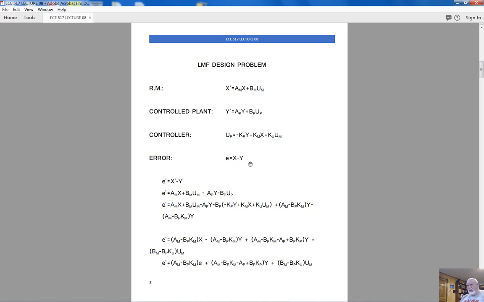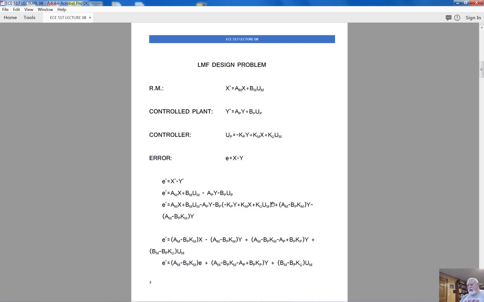This is expression for the error, but we do not use this error for any practical purposes. Error is used for mathematical derivations only. This is the derivative of the error. But then, this signal UP, or vector UP, is replaced by this expression.